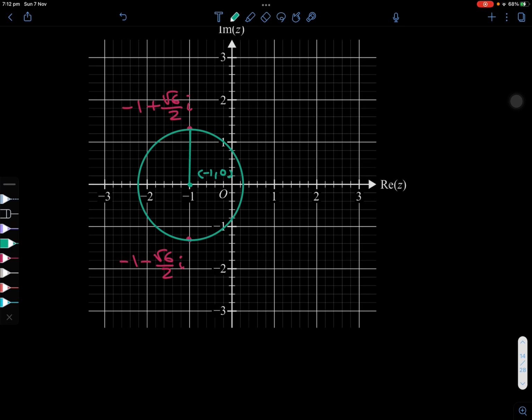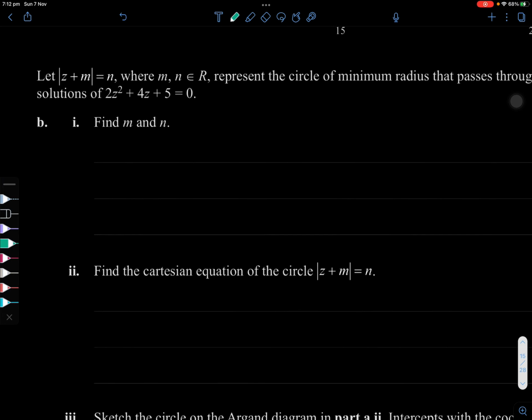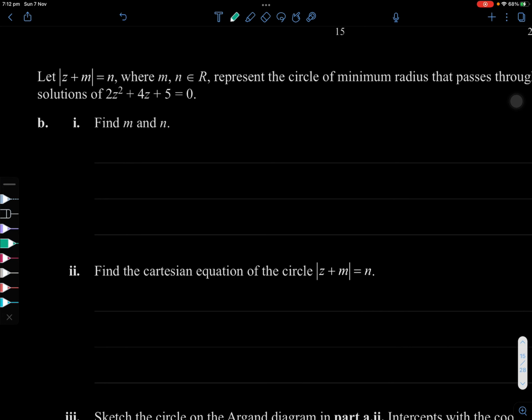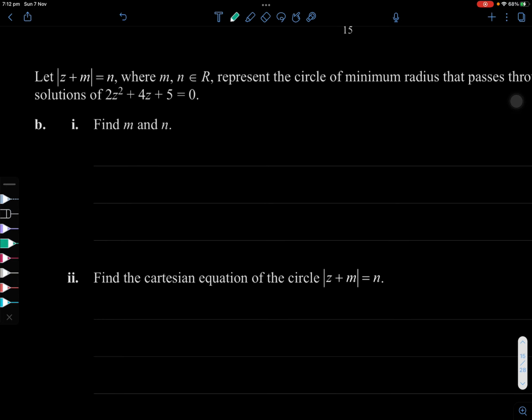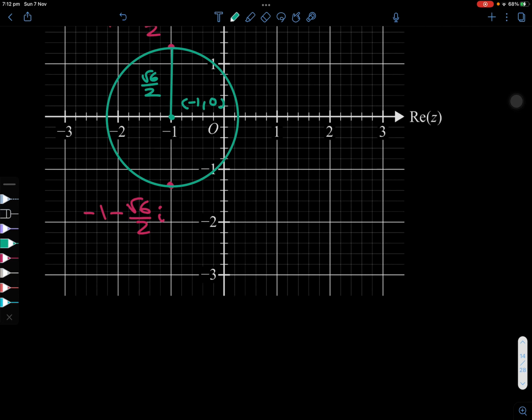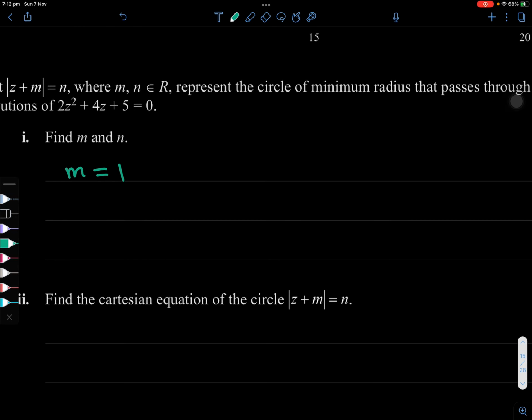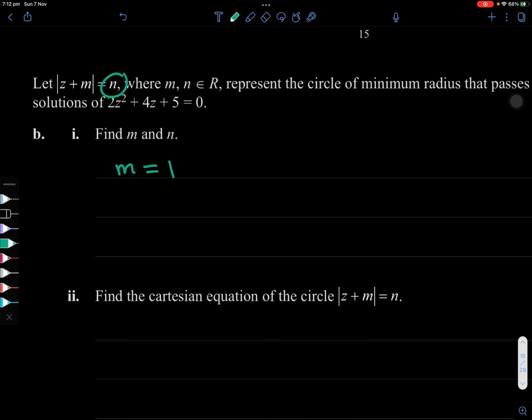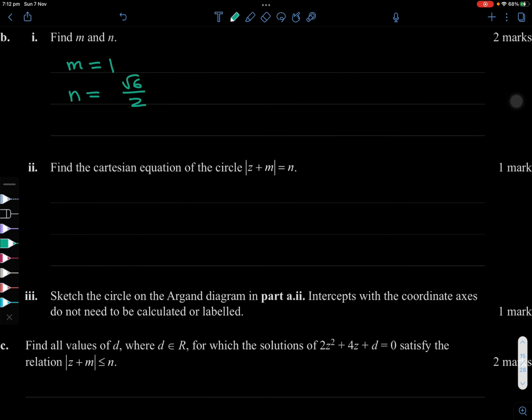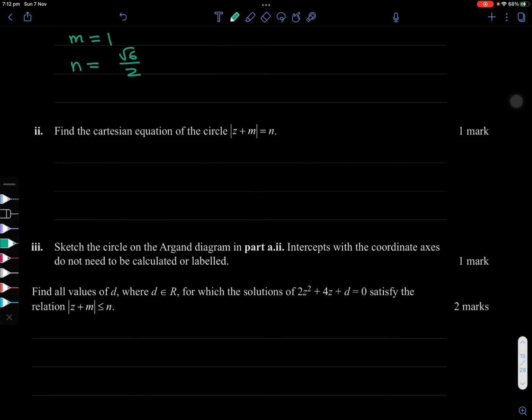Now, thinking about that, what would our radius be? Wouldn't our radius be our imaginary component? It would just be root 6 on 2, okay? So coming back down here, m is how much you're translating it left and right. We've translated it 1 to the left, right? So that means m needs to be equal to 1. And n is our radius, so n is equal to root 6 on 2. Nice and easy, once you conceptualize and visualize it.